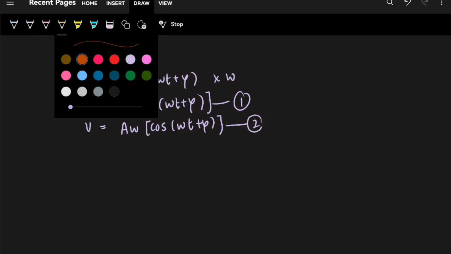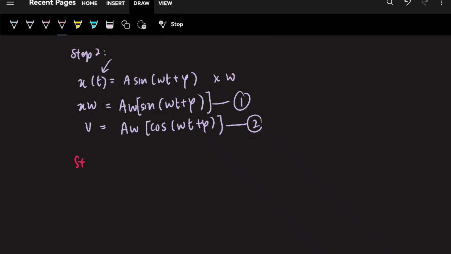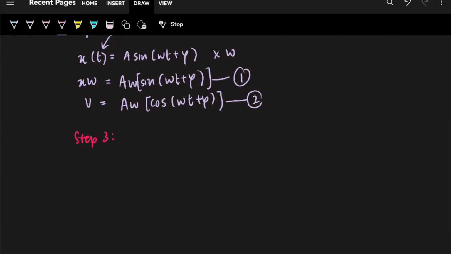What are we going to do with step 3? So in step 3, we're actually going to square equation 1 and equation 2. After we square them, we're going to add them up together. So let's square them first. Okay, we do step by step.